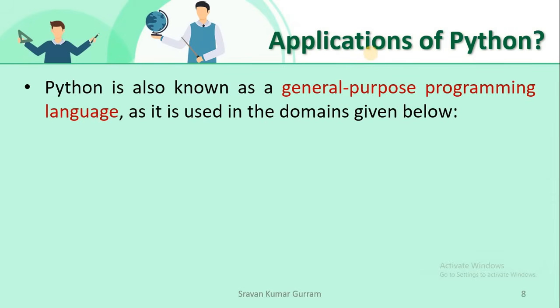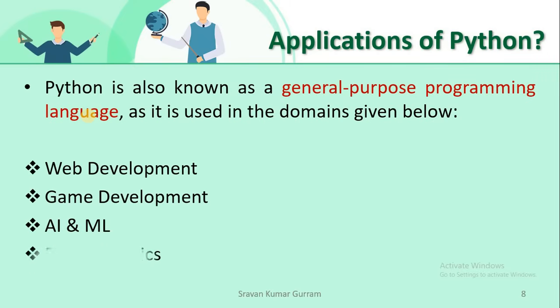Coming to the applications of the Python. Applications of the Python means what type of the applications, what type of the projects or programs can be developed. Python is also known as general purpose programming language. Means we can develop various types of the applications. It is not specific type. Different type of the applications we can develop. That is the reason general purpose, not any specific.